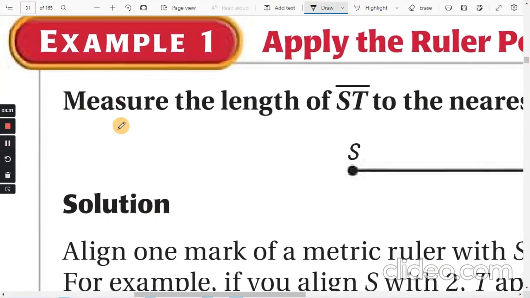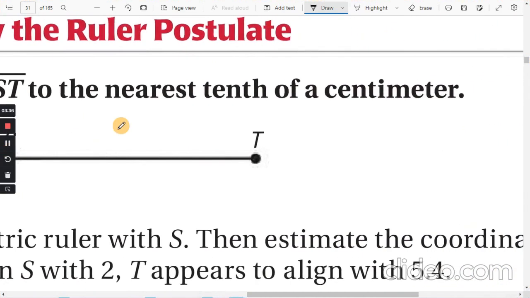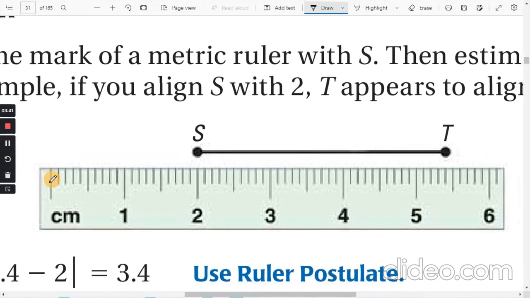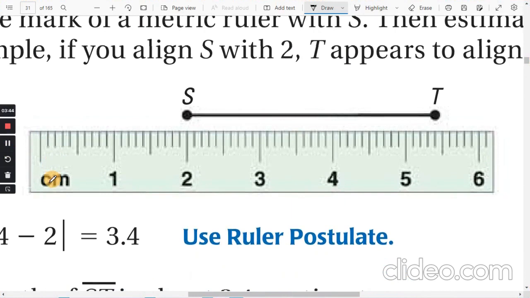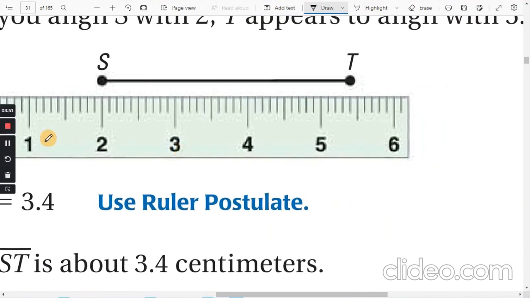Okay, example 1, measure the length of segment ST to the nearest tenth of a centimeter. Okay, so instead of a number line, they gave us a ruler on the screen, but that is basically the same thing. Okay, they gave us the ruler in centimeters. So let's see. We see that the S, if we trace that down to the ruler, that's this line right here. That is a 2. So that's going to be my lowercase s.